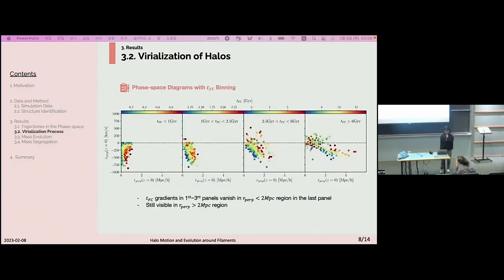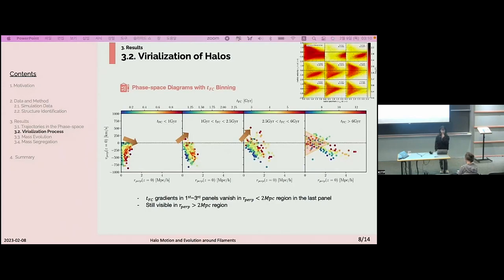Secondly, we plotted the phase space diagrams not in the full track, but at the fixed redshift, which is redshift 0 in this case. And we binned the halos according to their time since crossing, and we also colored them by time since first crossing too. In this plot, you can see the clear color gradients from the recent crossers to first and second intermediate crossers. But at the last panel, which are ancient crossers, you cannot see the color gradients now. So this phase mixing, we call it viralization of halos around the filaments.